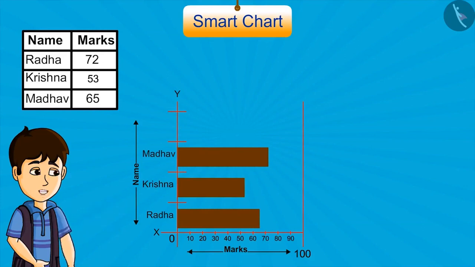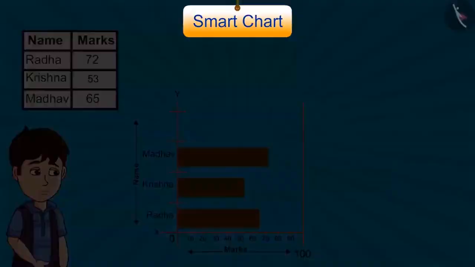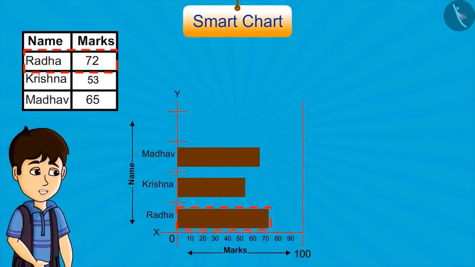If we place the strips like this, is it right? You can see that according to the chart, Radha got 65 and Madhav got 72. This is very unfair with Radha. We cannot show wrong data like this. Now see, this smart chart is perfect because it is showing correct marks scored by students.